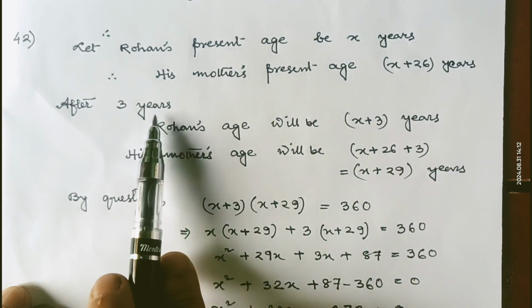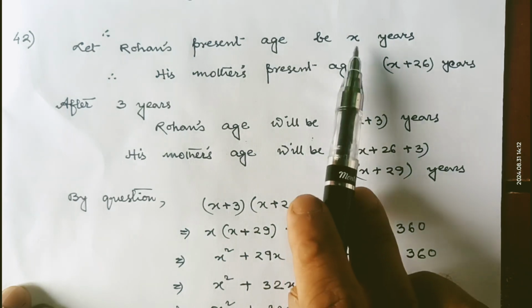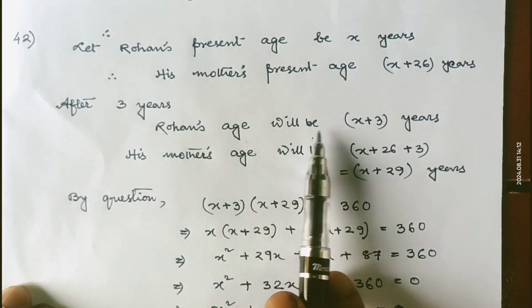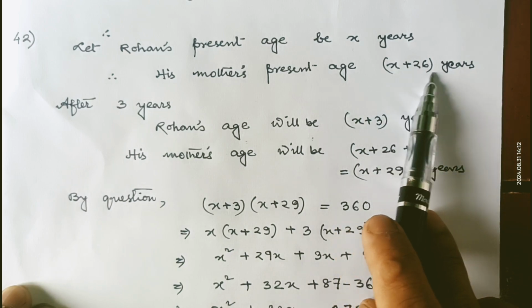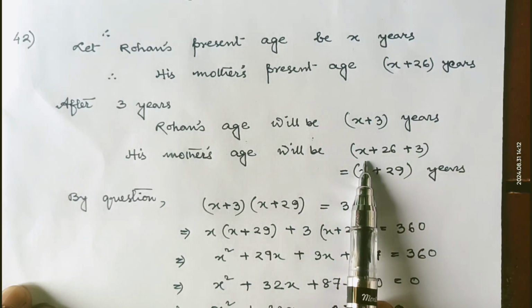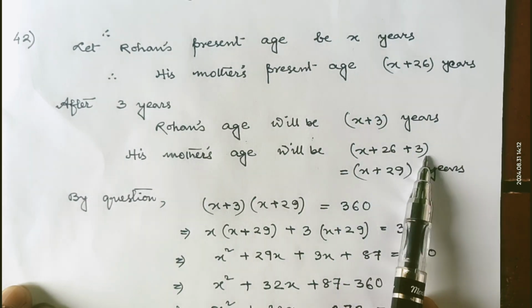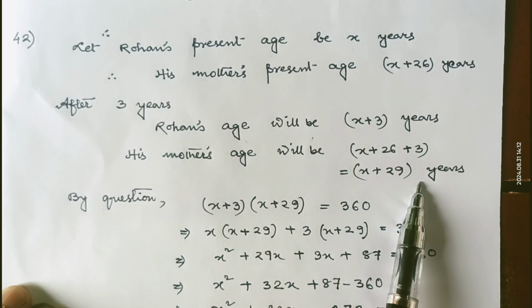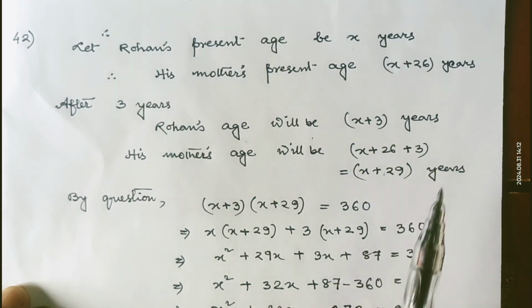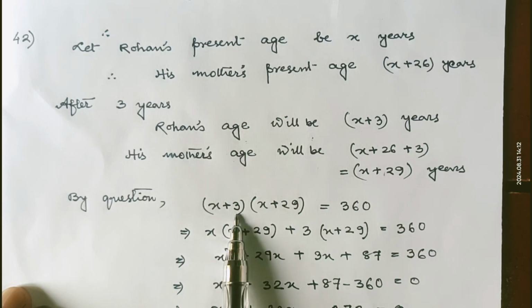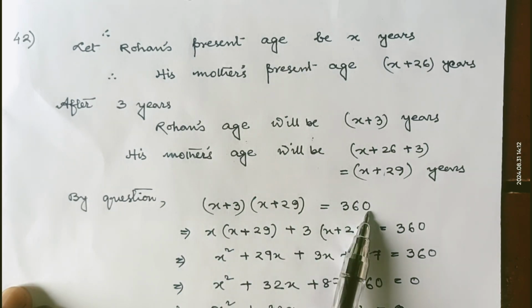Now after 3 years, Rohan's age, whose present age is x, will be x plus 3. His mother's age, whose present age is x plus 26, will be x plus 26 plus 3, that is x plus 29 years. Now according to the question, the product of these two ages is 360. So we can write (x plus 3) into (x plus 29) is 360.